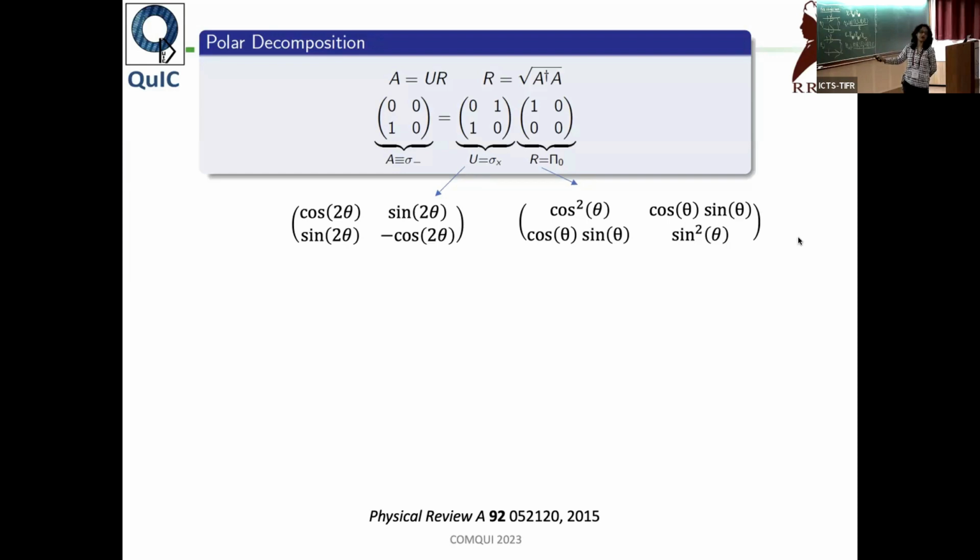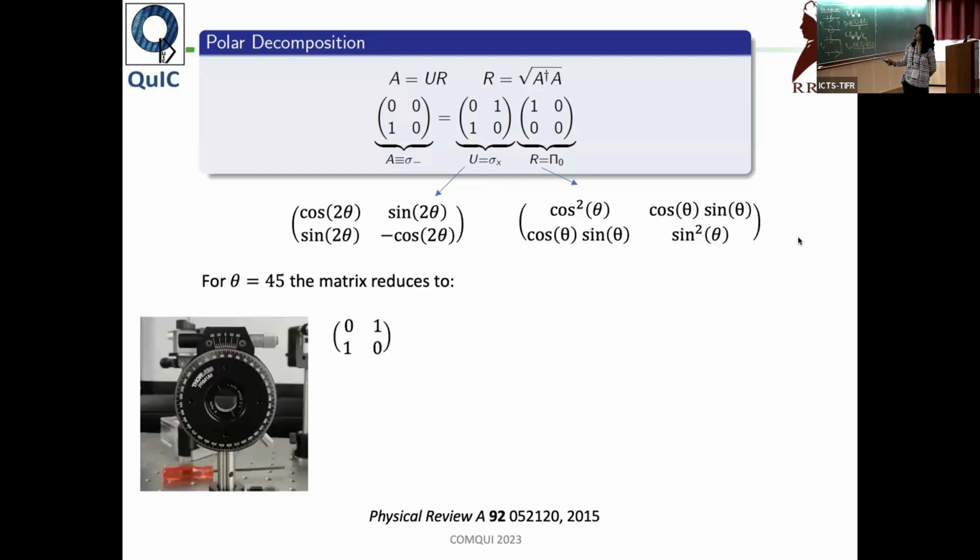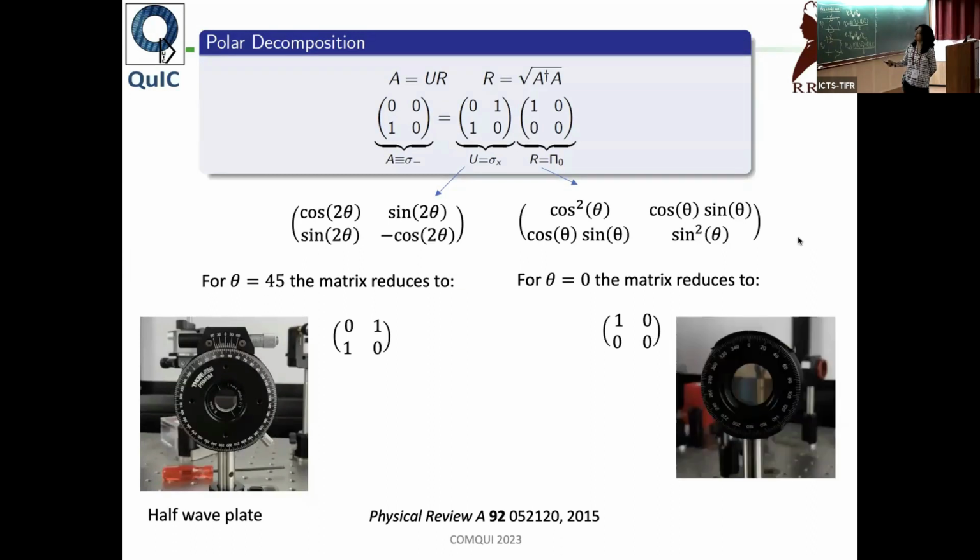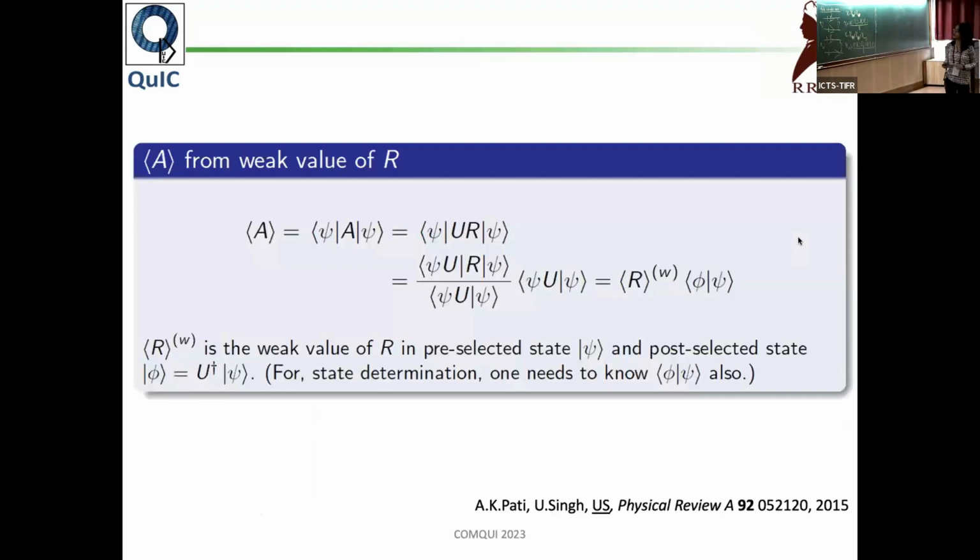So this is essentially a half-wave plate at 45, and this is a polarizer. Okay, so you can replace this with essentially that. And so this is the half-wave plate, and this, for theta equal to 0, is a linear polarizer. So by using this combination, you can break up a non-Hermitian operator into this product, and then you can do this measurement. And so this is what the weak value looks like.